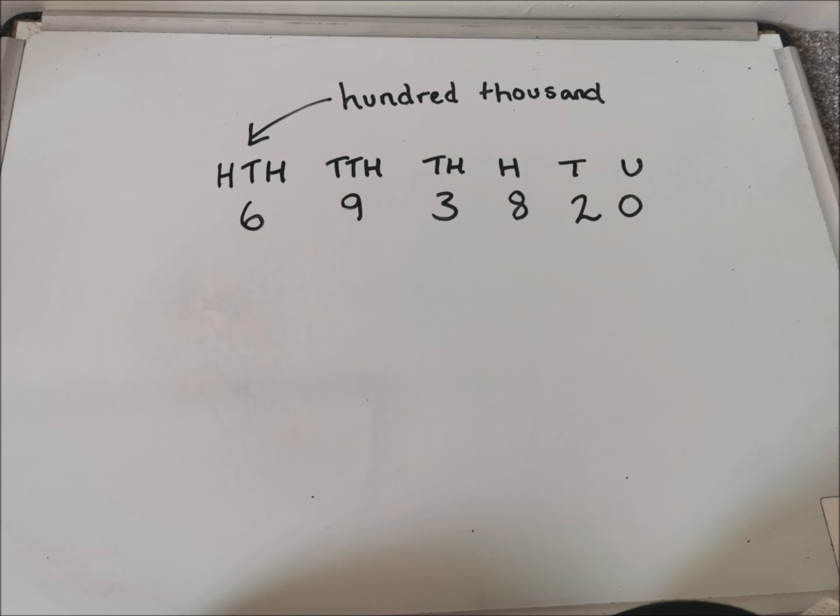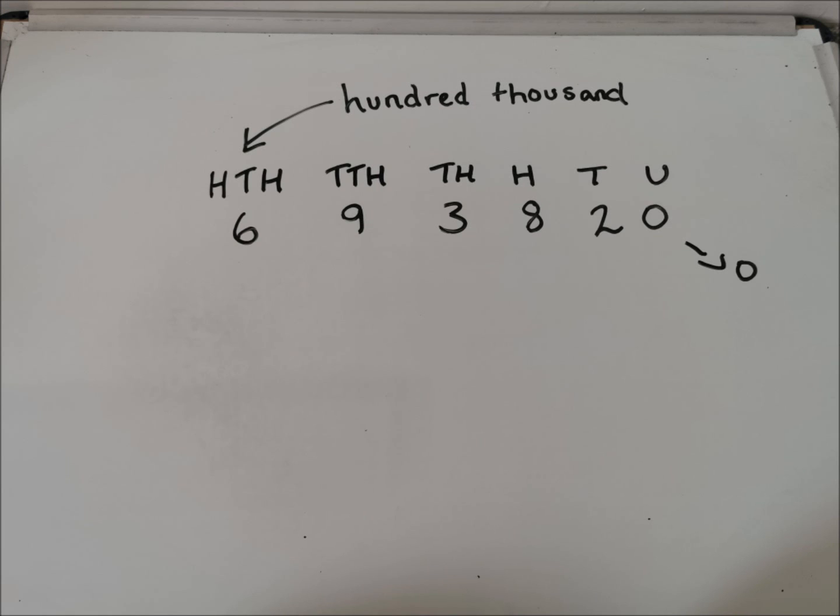Okay, how do we say this number first of all? Clump the numbers together, it makes it a little bit easier. So we say the first three numbers together, 693,820. So what does that mean for place value?